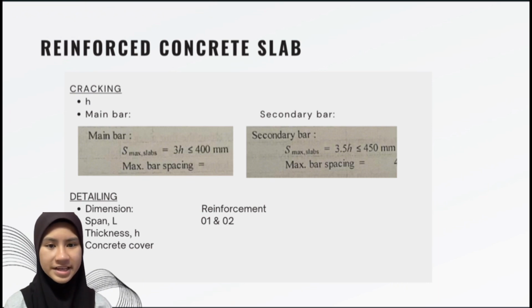Then, for cracking, calculate h and check the main bar and secondary bar by referring to the formula. If the number is smaller than 400, then the spacing is okay. Lastly is doing the detailing for the slab design by following the requirements given and calculation.